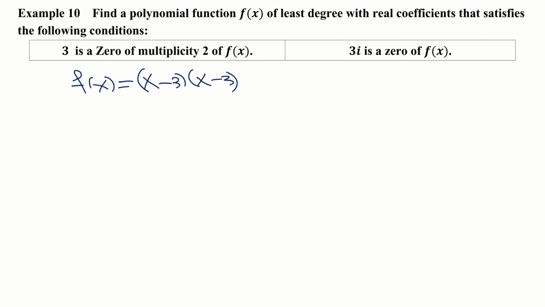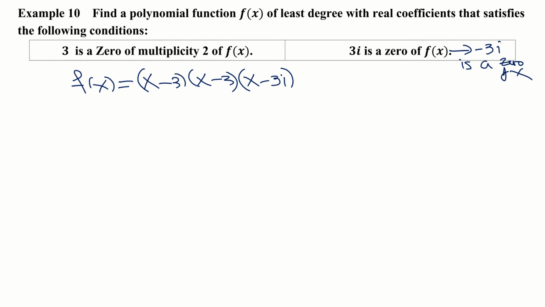And 3i is a 0 of f of x, right? So x minus 3i, what does that tell you? That tells you, this implies, they don't tell you this, but this implies negative 3i is also going to be a 0 of f. Why? Because of the complex conjugates theorem. Anytime a complex number of the form a plus bi is a 0 of a polynomial, so is its conjugate.